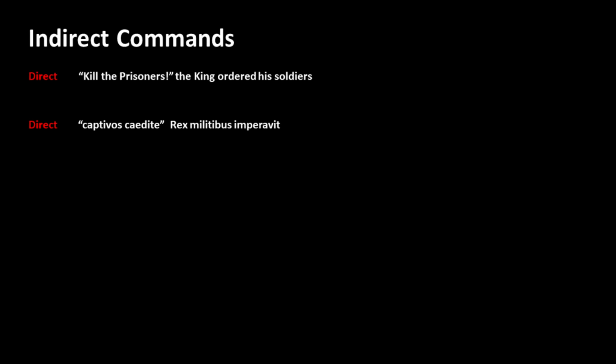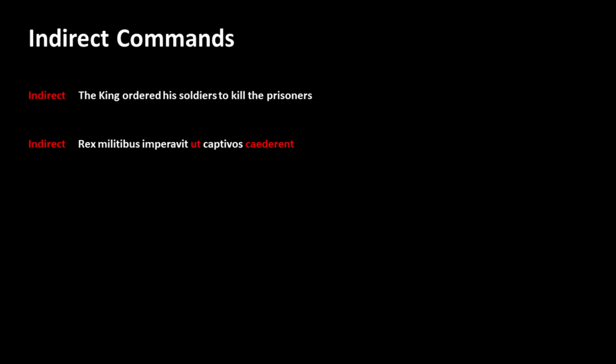Let's look at the indirect version of that command. In English, the king ordered his soldiers to kill the prisoners. And in Latin, rex militibus imperavit ut captivos caederent. It's the same. Not the direct words of the king, but an explanation of what the king said.